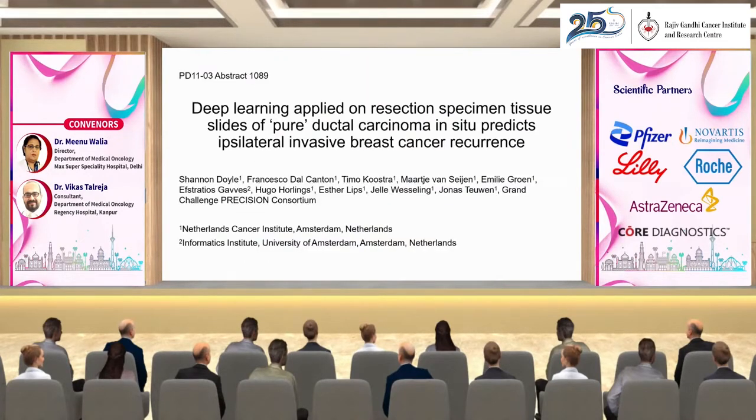Now coming to the last poster. This was on deep learning applied on resection specimens: the tissue slides of pure ductal carcinoma in situ predict ipsilateral invasive breast cancer recurrence. This was presented by Dr. Shannon Doyle. She was from the Cancer Institute, Netherlands.